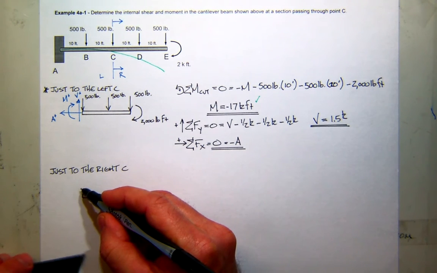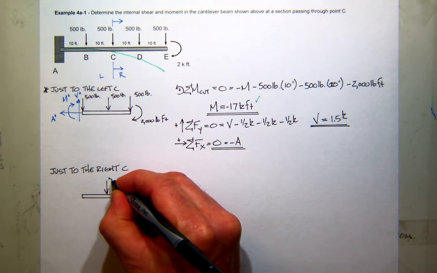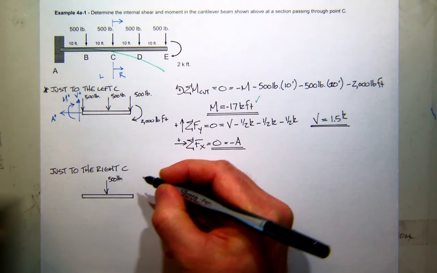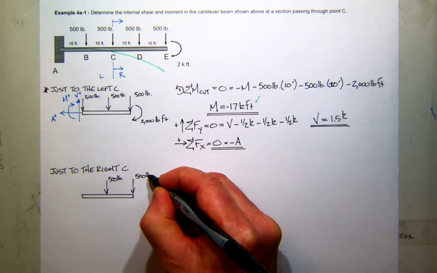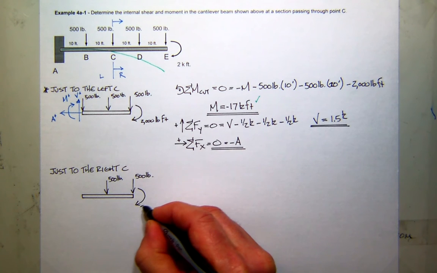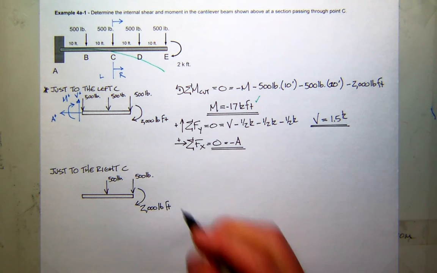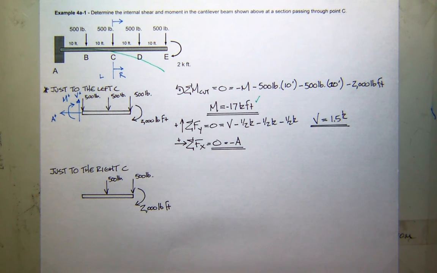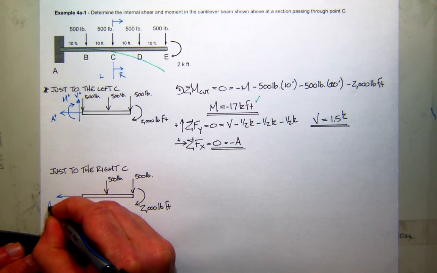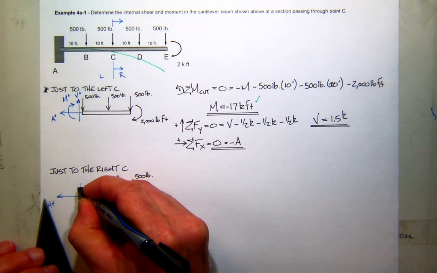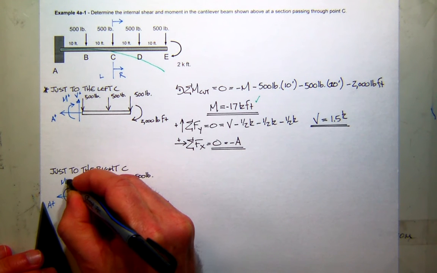So that force at C is over here on the left body, but I still have my 500-pound force in the middle and at the end. And of course the applied moment. So on the left side, I still have a positive axial force that I'm interested in, positive shear force, and there's my positive bending moment.